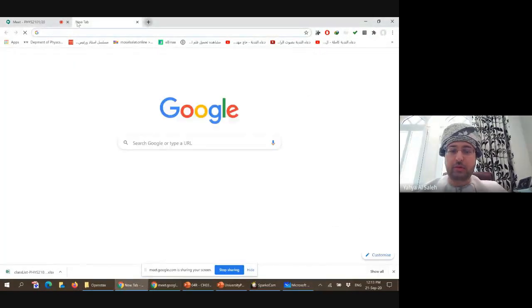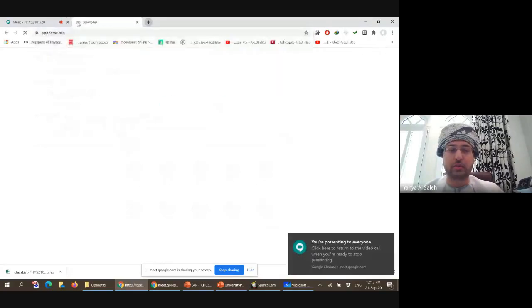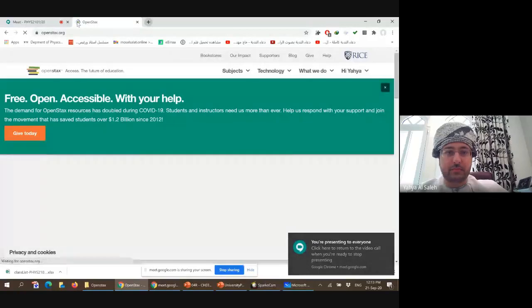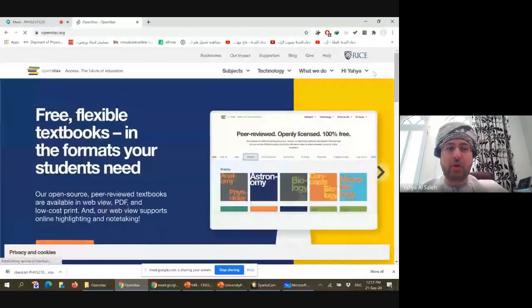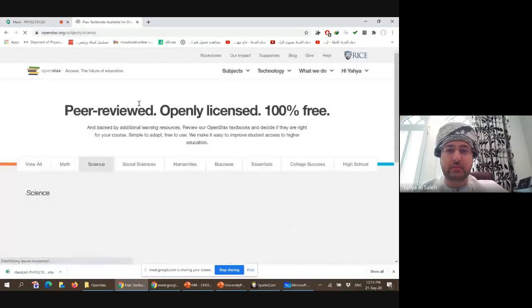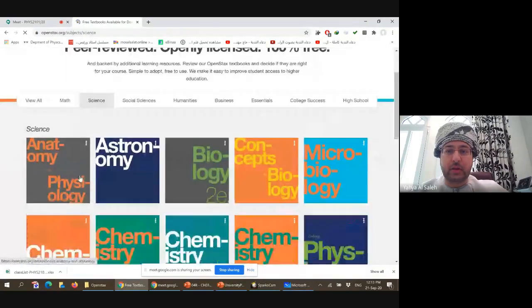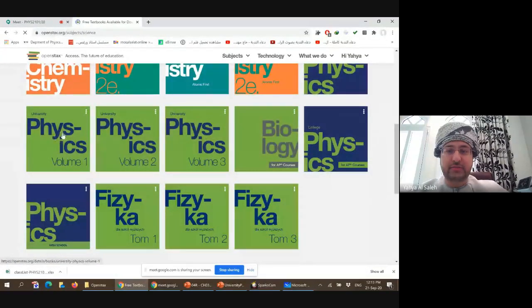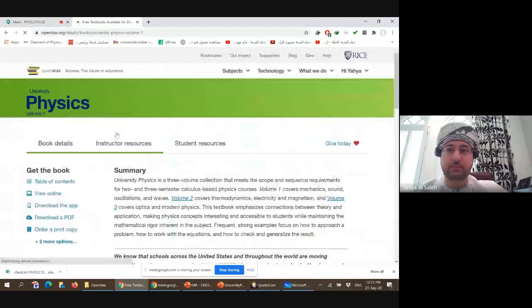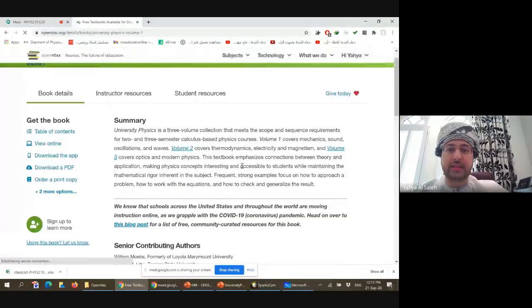Okay, so I'll go to openstax.org. Now I am logged in an instructor capacity, but you don't need to be logged in. If I go to subjects, science, and I scroll down to University Physics Volume 1, this is the entire book.